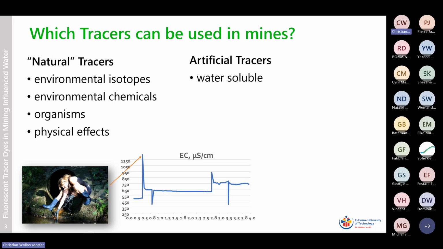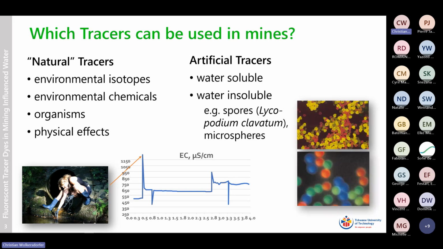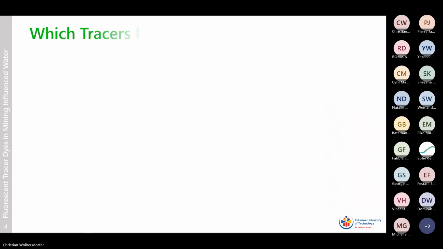Okay, on the other side, there are also artificial tracers: water-soluble tracers like uranine, and water-insoluble tracers like spores. The Latin name is Lycopodium clavatum. In this case, with the orange and yellowish color, the spores are colored. Or microspheres, which are like tiny balls that are added into the water.